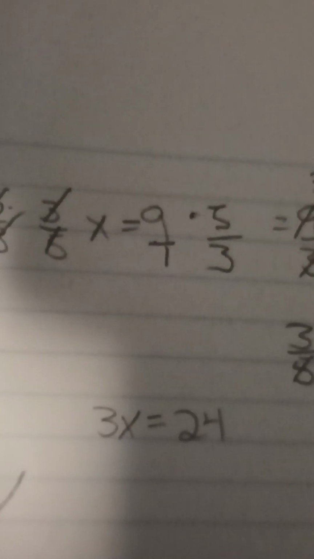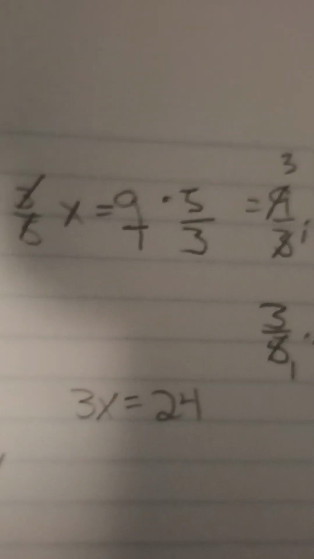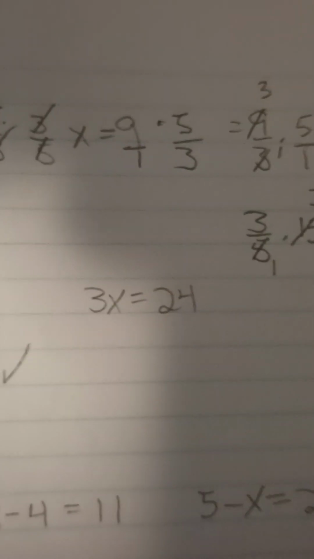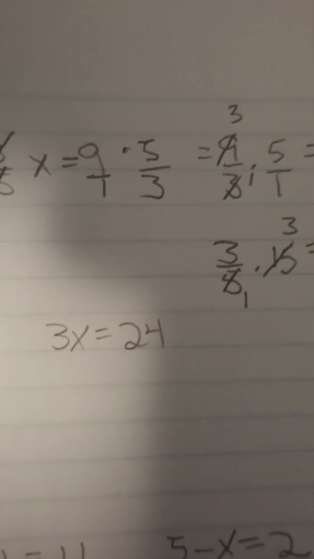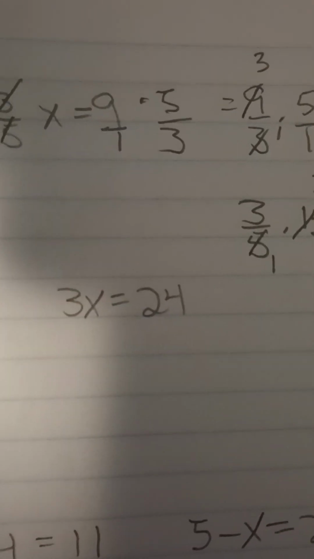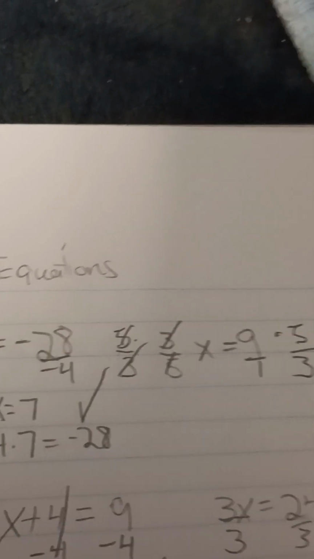And then finally, we have 3x equals 24. 3 is a coefficient, so again, that means multiplication. Because that's x plus x plus x, so I have 3 x's, so it's 3 times x equals 24. So I have to divide, because that is the opposite operation of multiplication. So I divide both sides by 3, and I get x equals 8. So x equals 8.